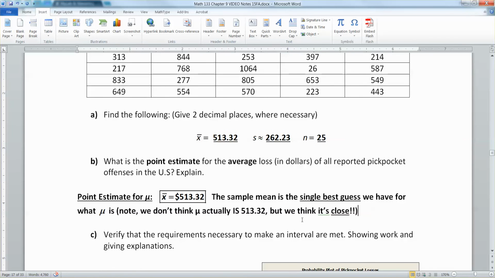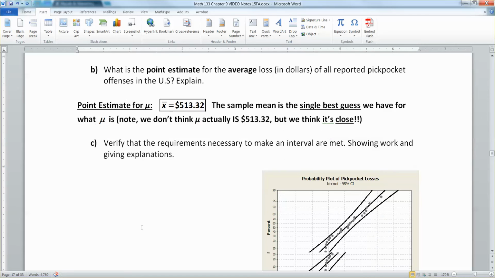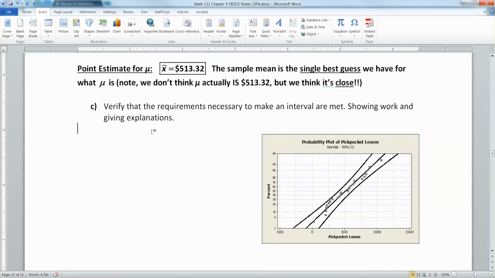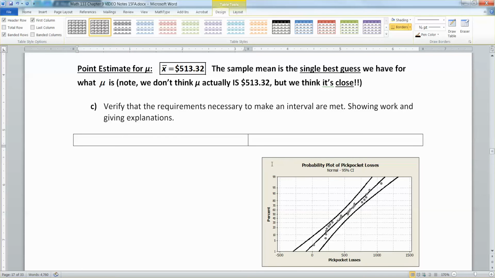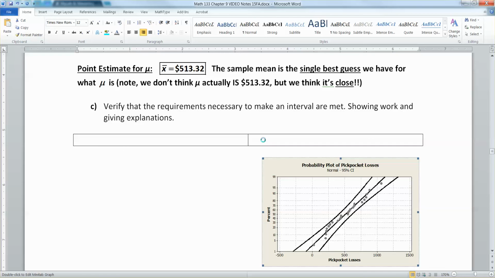But keep in mind, we don't actually think that mu is 513.32. What we think is that it's close to 513.32, right? So this is a statistic, 513.32, and we're guessing the parameter from it, parameter being mu. We don't think it's that, but we think it's close. How close? Well, that's what a confidence interval is going to do for us. But first, we need to verify that we have the requirements met in order to make a confidence interval. So you can't just go off willy-nilly making confidence intervals. You have to have reasons for doing it, or you have to have conditions met. So let's see if we've met all of our conditions.